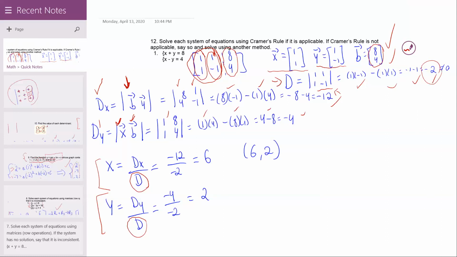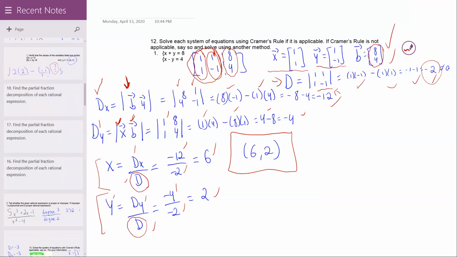So the x coordinate is dx over d, which is -12 over -2, which is 6. And the y coordinate is dy over d, which is -4 over -2, which is 2. And again, that's not your final answer. Your final answer is a point. So we'll move on to the next problem.